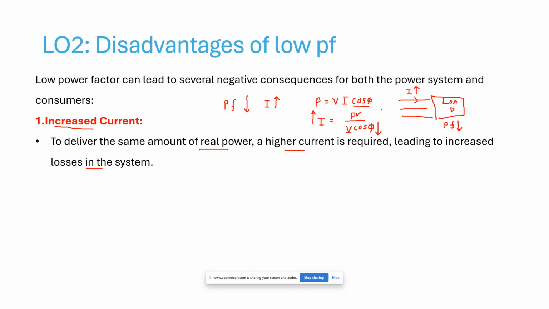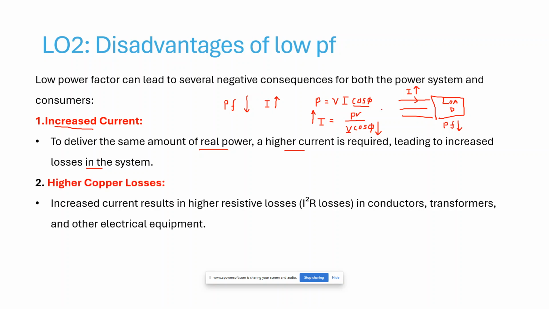And what is the problem with this increasing current? We can see that there will be higher copper losses. If the current is increasing, then obviously the I square R loss increases. Whatever loss is happening in this conductor, that is I square R loss, will increase in the conductor and even in the transformers. Wherever the current flows, we will have higher copper loss.